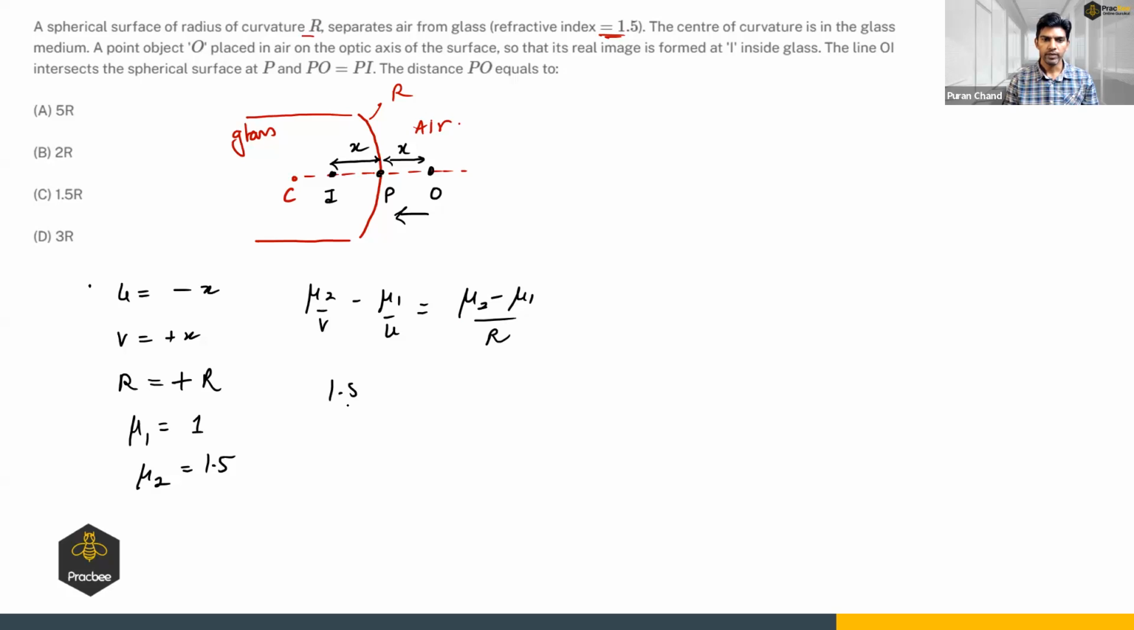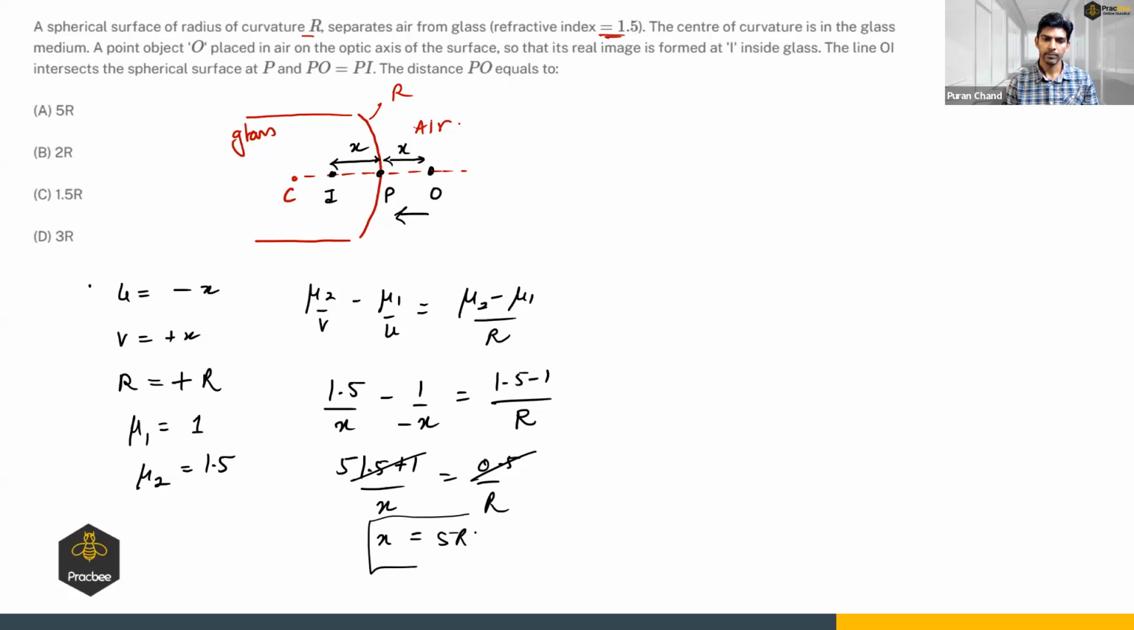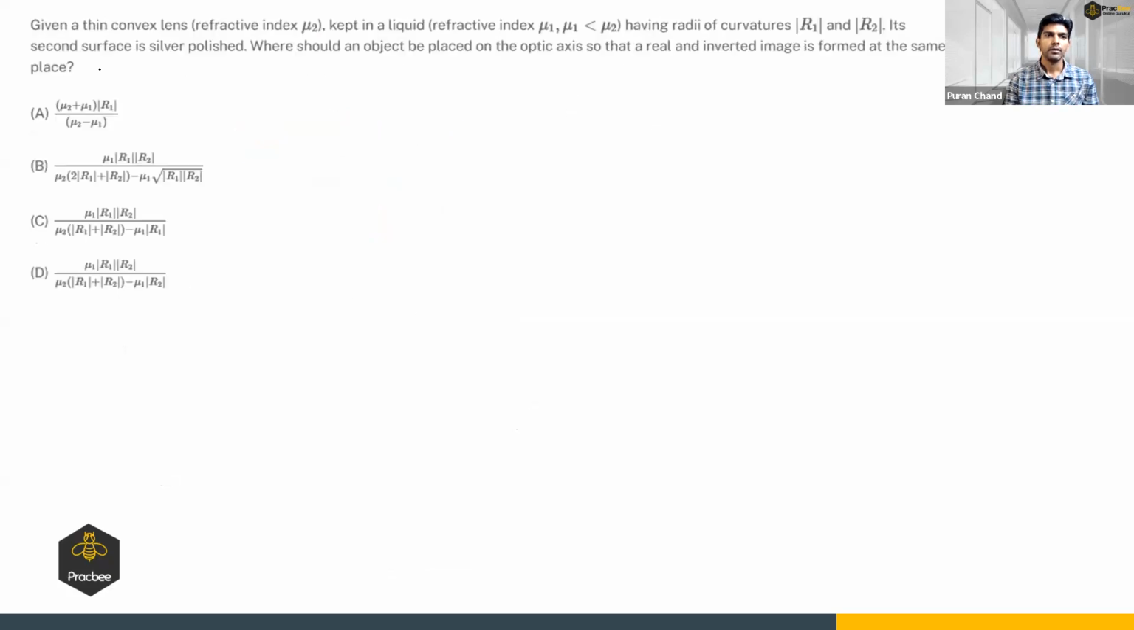So mu2 will be 1.5, V is x, U is minus x. So 1.5 minus 1, and R in this case, we have to calculate in terms of R, right? So that will be plus R. So 1.5 plus 1 by x is 0.5 by R. So this will give us 5. So x will be 5R, right? Option. Got it? Clear? So again, I would rate this as an easy question, right? Direct formula based question.